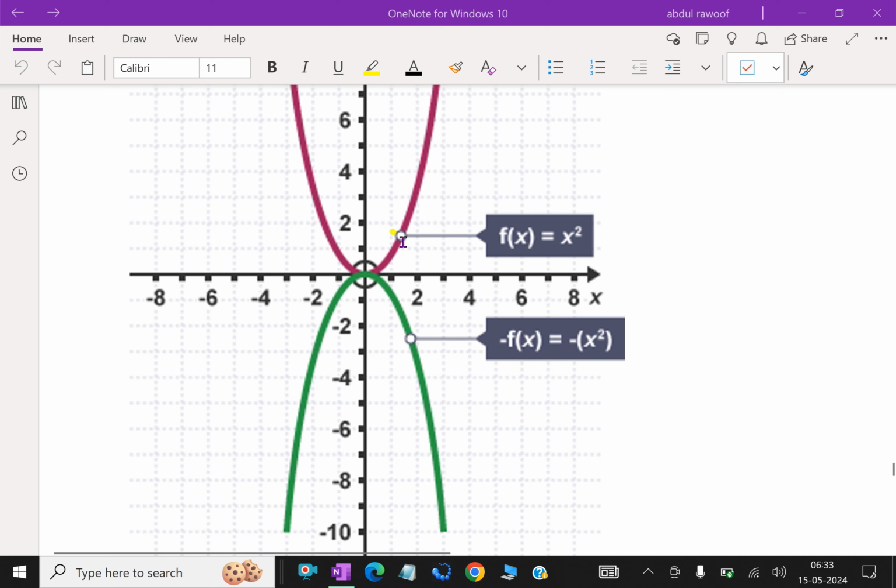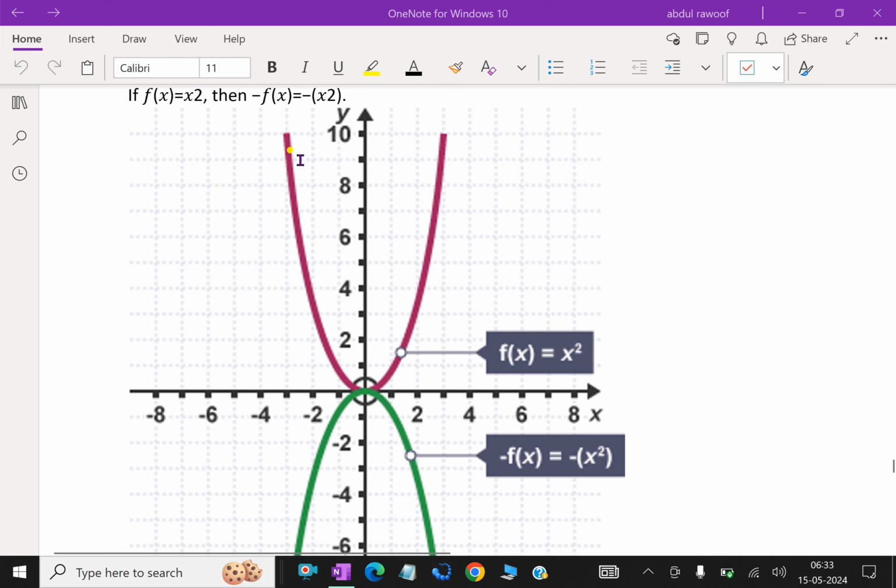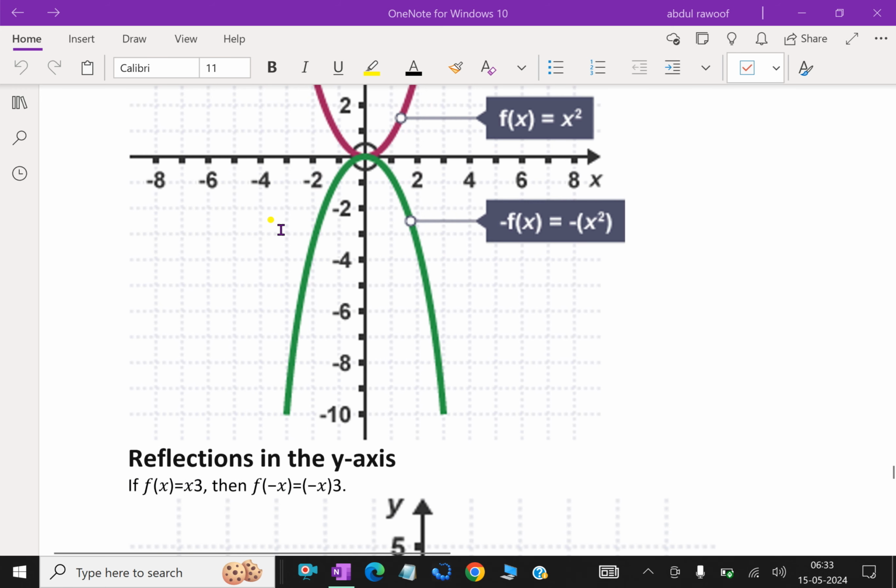That means each and every point on the graph is reflected about the x-axis. For example, this point is reflected here. Any point, such as this endpoint, is reflected here.